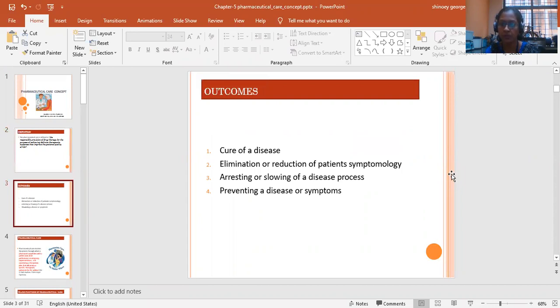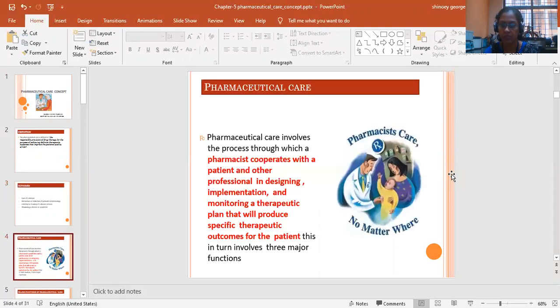So what are the outcomes which are needed for any kind of disease? Outcomes can be divided into positive outcomes and negative outcomes. Positive outcomes include curing the particular disease, sometimes eliminating or reducing the patient's symptoms, slowing down the progress of a particular disease, or preventing the disease as such or preventing the symptoms, especially in case of communicable diseases.